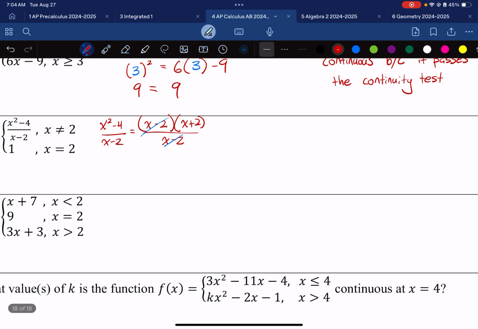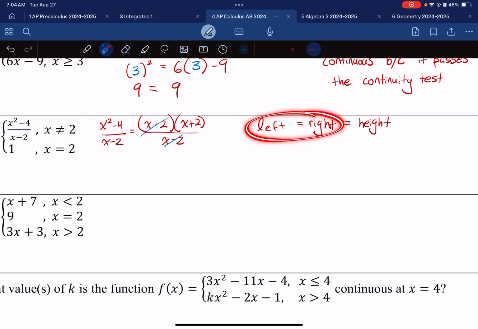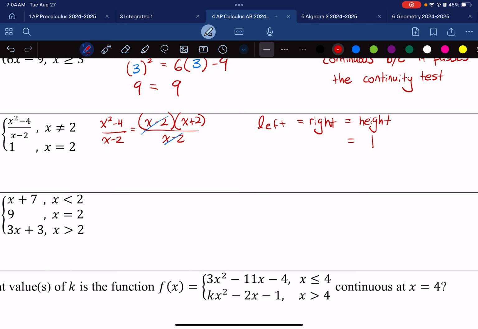So when I actually do try to set up the formula where I say left is equal to right is equal to height, this is left and this is right. So these two are the same in this case, and then this is the actual height of the point. So in this case, I can say that the height is 2, or sorry, the height is 1. I don't know what I'm thinking. The height is 1, and the left and the right are the same thing, and it is simply x plus 2 with a hole at the value of 2. That's why we can't actually plug 2 in. So I can really say it's basically x plus 2, and that x in this case is a suspect point of 2.